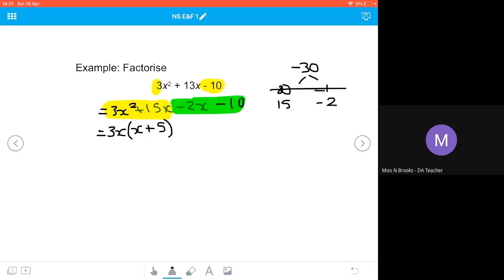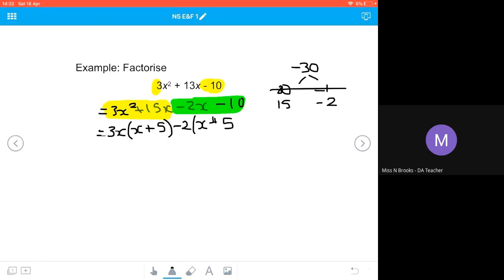Then we want to find out the highest common factor of negative 2x and negative 10 to leave us with that x plus 5 bracket. So we're going to take out a common negative 2. And so negative 2 times x gives us negative 2x, and negative 2 times positive 5 gives us our negative 10.